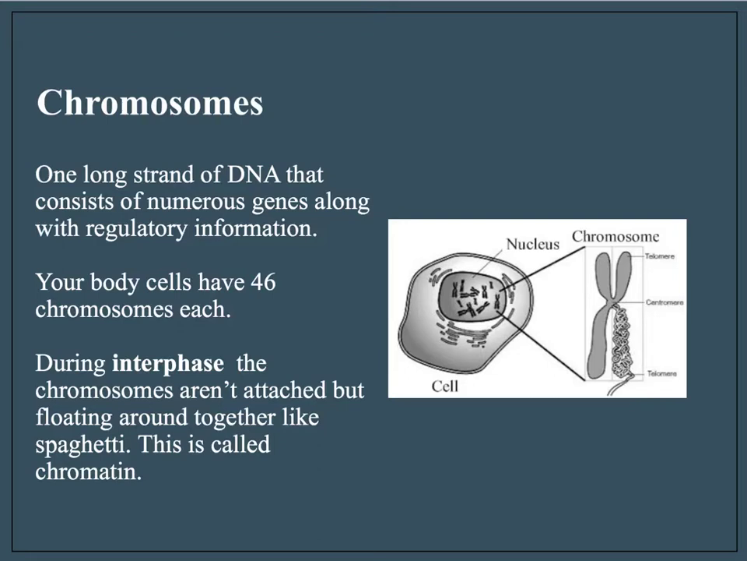Next, we're going to talk about chromosomes. Chromosomes are basically like a long strand of our DNA. Remember, our DNA is instructions for our cells. Our bodies have 46 chromosomes each. We get exactly 23 from our mom and exactly 23 from our dad. Whether we like it or not, we are exactly half our mom and exactly half our dad.